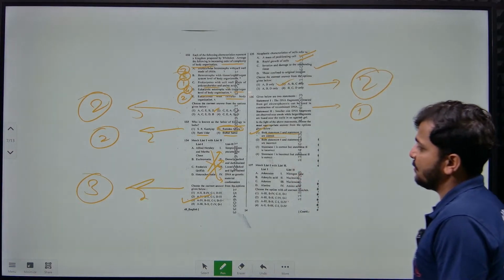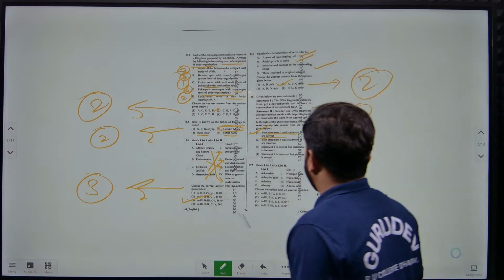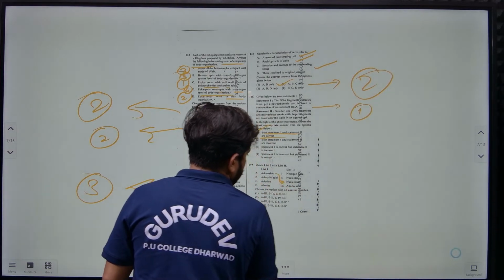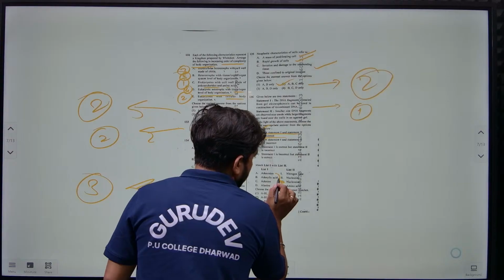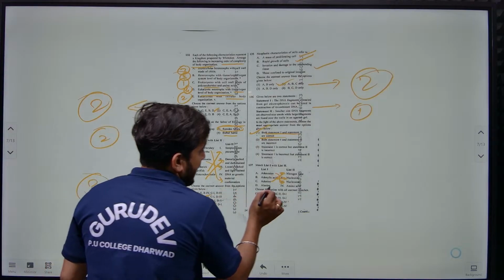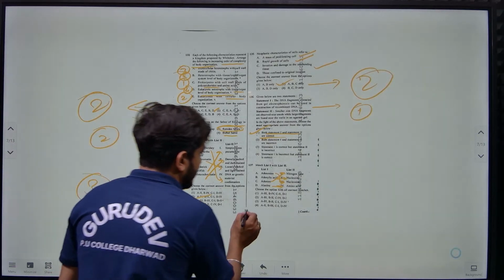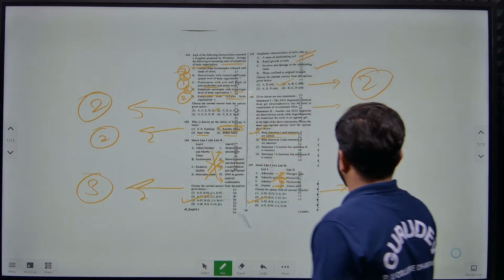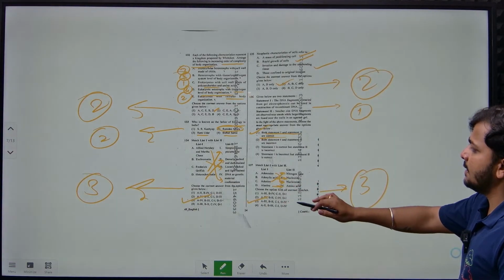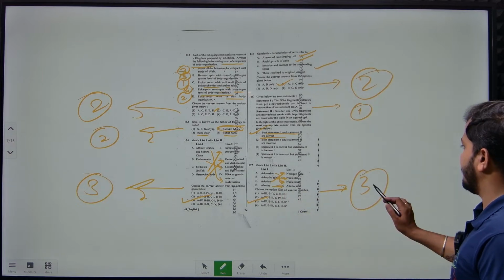Then again match the following. They have mentioned adenosine, adenylic acid, adenine, and alanine. These are the components they have mentioned. Adenosine is a nucleoside, adenylic acid is a nucleotide, adenine is a nitrogen base, and alanine is an amino acid. So according to that, option 3 is correct.